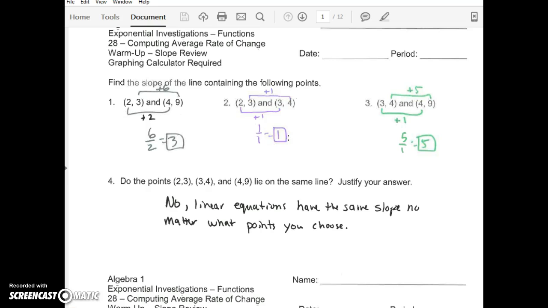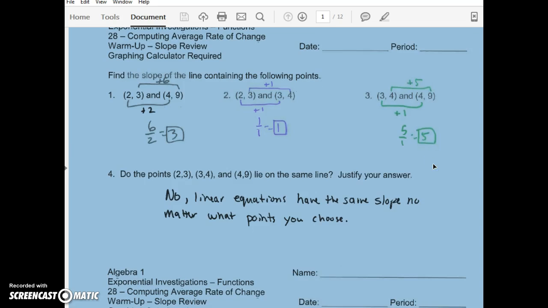So question 4 says, do the points (2, 3), (3, 4), and (4, 9) lie on the same line? And the answer is no, because if you have a linear equation, the slope has to be the same no matter what points you choose. I could have chosen (2, 3) and any other point that's on the line, and I would get the same slope. But I don't. So we know we definitely don't have a linear equation.